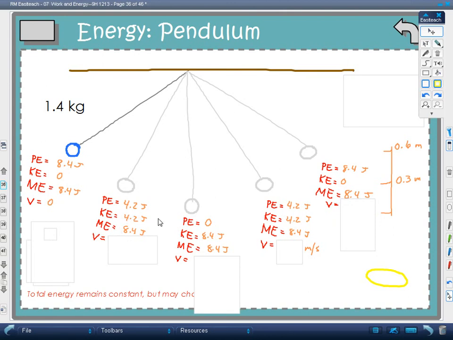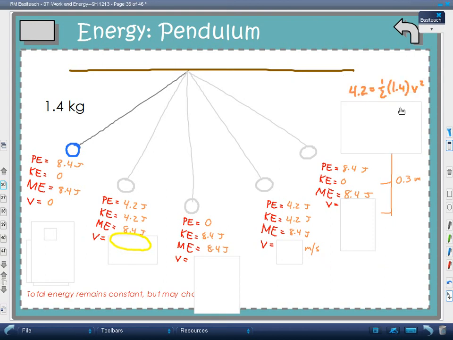Well, I know the kinetic energy, so I have to plug into my kinetic energy equation. Kinetic energy equals, I'm talking about this velocity right here. Kinetic energy equals 1/2 mv squared, so watch what I do. I simply plug in the kinetic energy, 4.2 joules. This is the mass of 1.4. Take half of that, and it's 0.7.